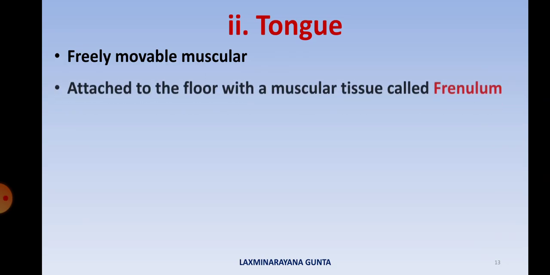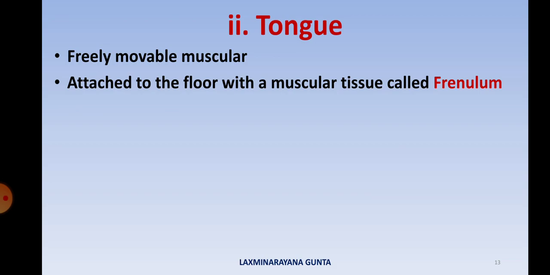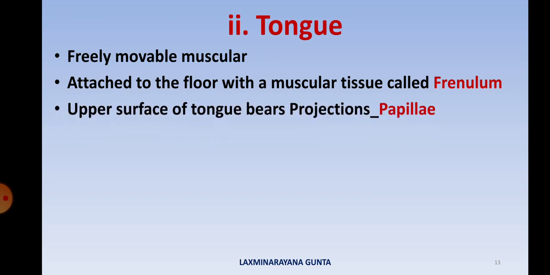Now the second part is the tongue. Tongue acts as a universal toothbrush. It is a freely movable muscular structure and it is attached to the floor of the buccal cavity with a specialized tissue called the frenulum, and the upper surface of the tongue bears projections called papillae. Some of these papillae bear taste buds.